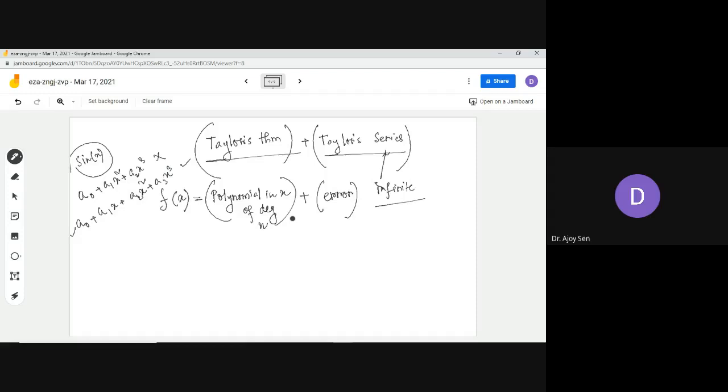Why is this error happening here? Because we know this function is not a polynomial. We are just approximating that function via some polynomial, so there must be some error. And the polynomial we take is called Taylor's polynomial.